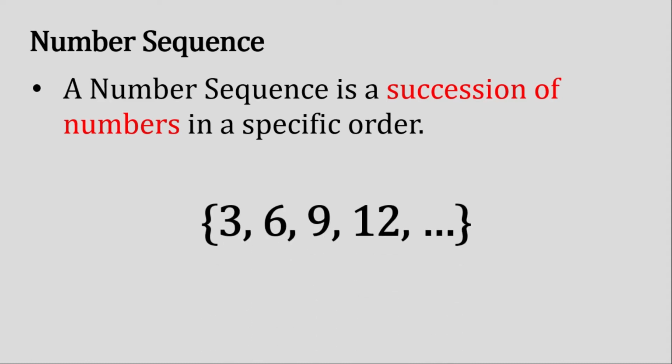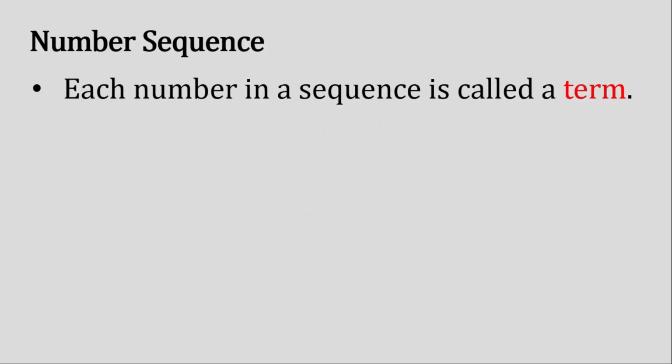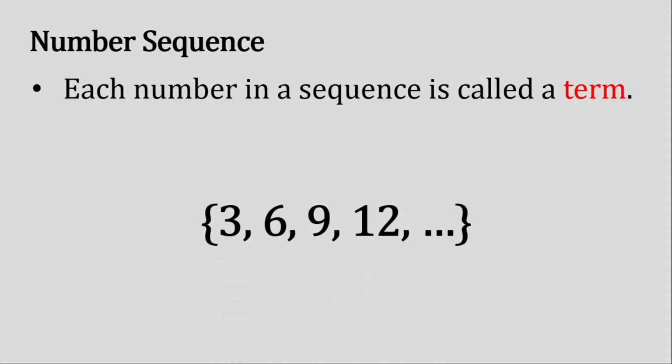In the sequence 3, 6, 9, 12, 3 is the first number, followed by 6, followed by 9, and followed by 12. Each number in the sequence is called a term. So 3 is a term of a sequence, 6 is also a term, 9 also is a term, and 12 is a term. And all the succeeding numbers of this sequence are called terms.